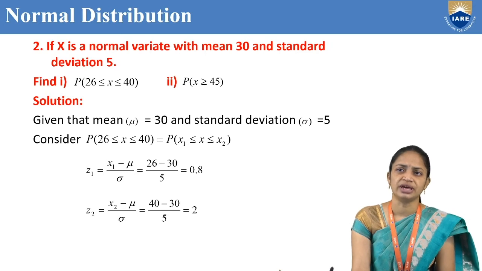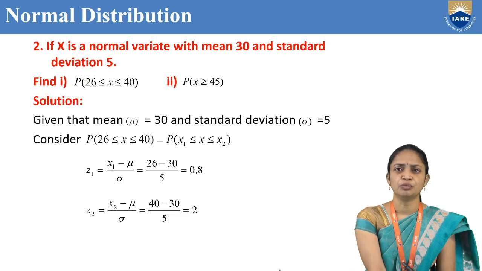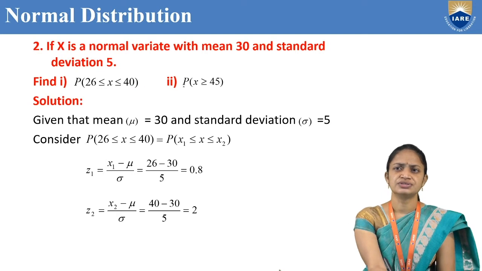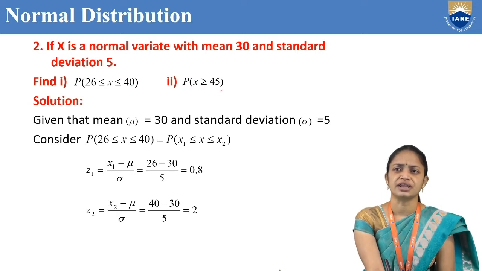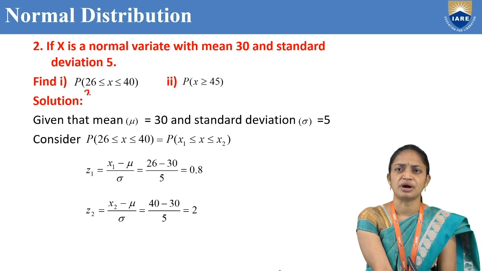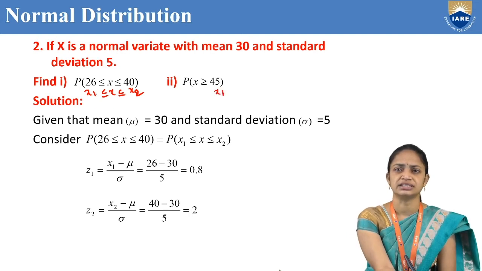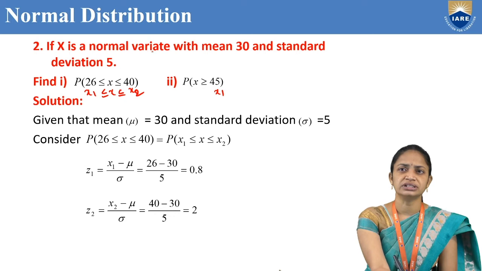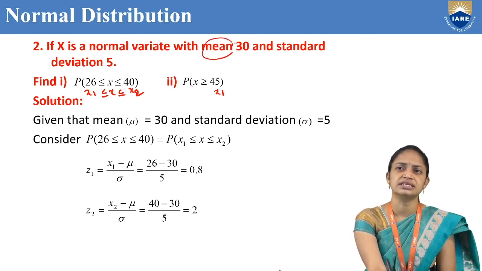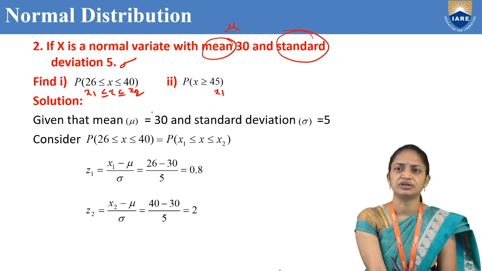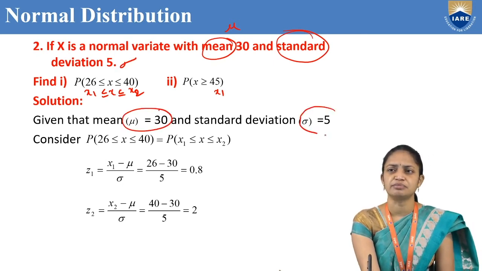So coming to the next problem. If x is a normal variate with mean 30 and standard deviation 5, find P of 26 less than or equal to x less than or equal to 40. The second question is P of x greater than or equal to 45. The first will be in the form of x1 less than or equal to x less than or equal to x2, and the second in the form of x greater than or equal to x1. First I am considering the first one. Mean is denoted by mu, and standard deviation is denoted by sigma. So here mu equals 30 and sigma equals 5.